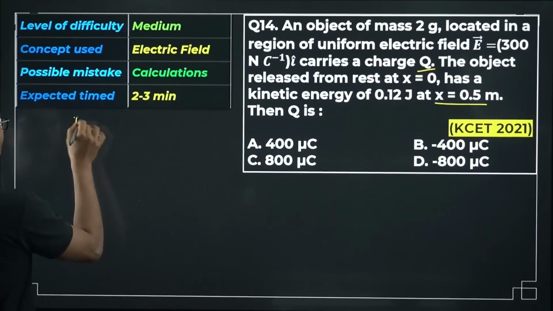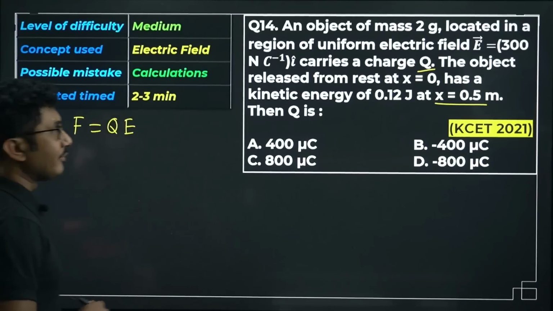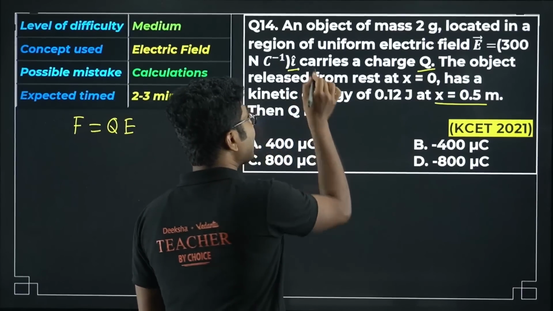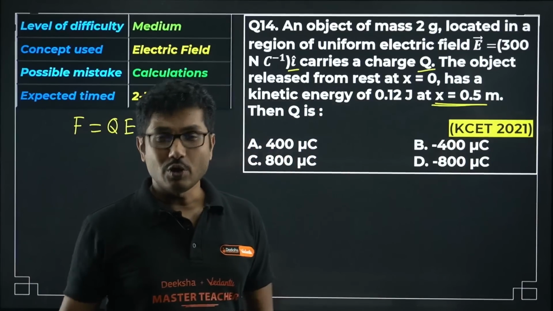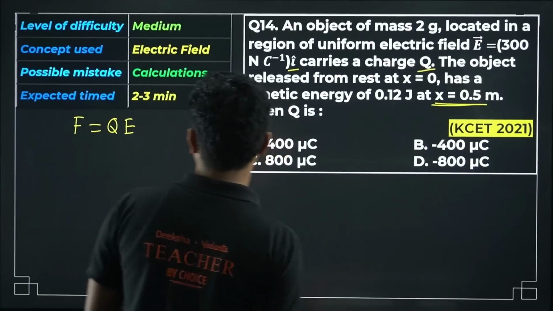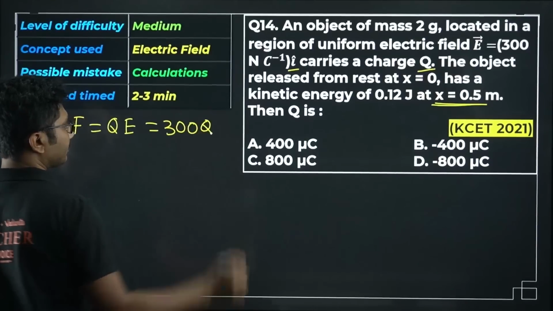Again the same concept. Force is Q into E. Same direction along the x-axis. I cap represents along the x-axis. The displacement also represents along the x-axis. So we are not using the vector form. So it is basically 300. So the force is 300 Q.